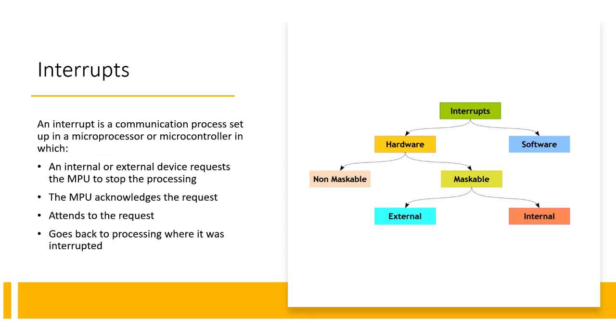Interrupts. An interrupt is a communication process set up in a microprocessor or microcontroller in which an internal or external device requires the MPU to stop the processing. The MPU acknowledges the request, attends to that request, and goes back to the processing where it was interrupted.